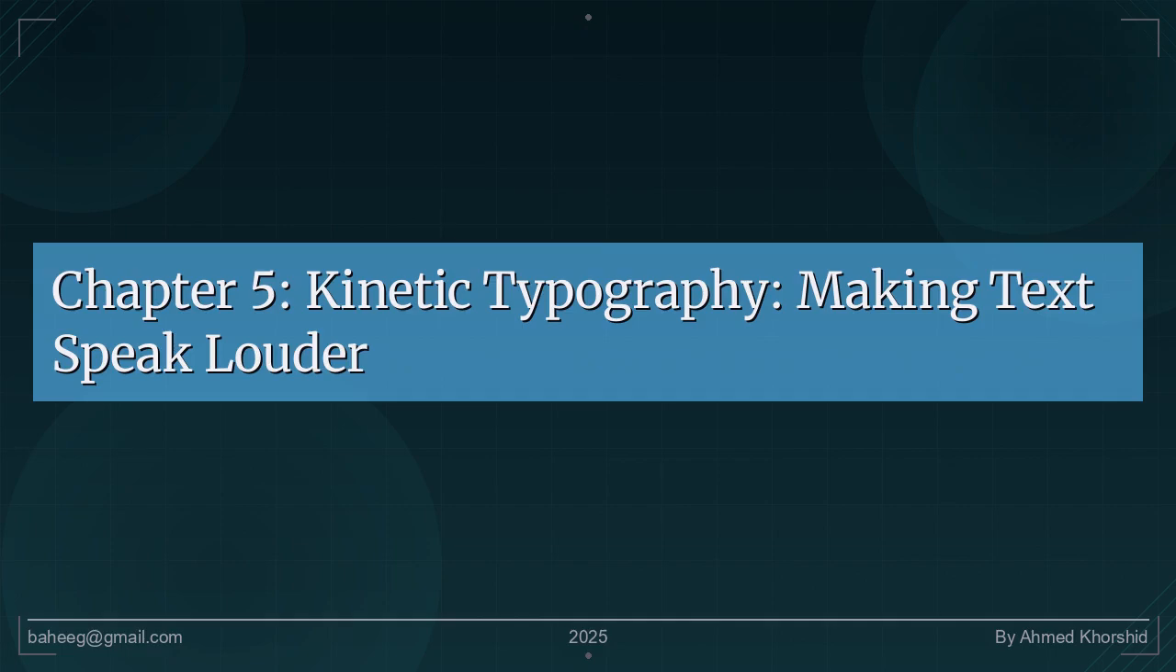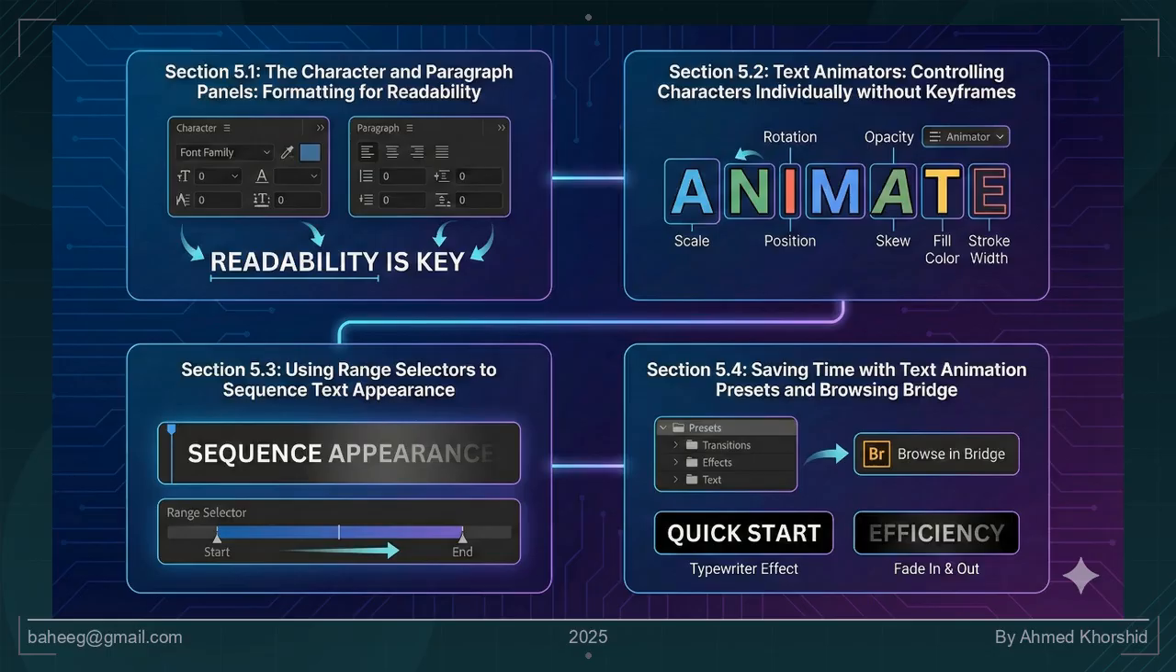Chapter 5, Kinetic Typography, Making Text Speak Louder. Section 5.1, the Character and Paragraph Panels, Formatting for Readability. Section 5.2, Text Animators, Controlling Characters Individually Without Keyframes. Section 5.3, Using Range Selectors to Sequence Text Appearance. Section 5.4, Saving Time with Text Animation Presets and Browsing Bridge.